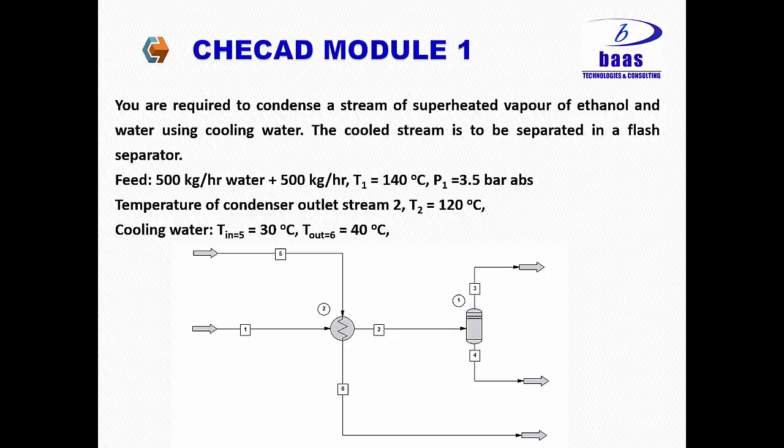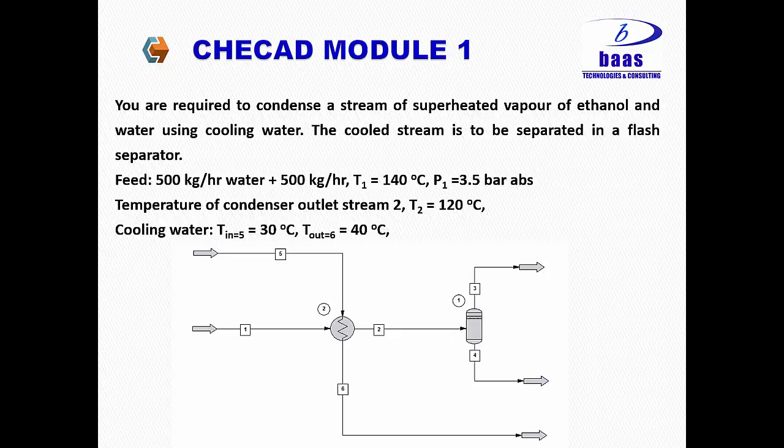Let us first introduce a problem that we are going to be building a simulation model for. Consider a vapor stream of ethanol and water that is to be condensed using cooling water. The stream contains 500 kg per hour of water and 500 kg per hour of ethanol. This means that you have a 1000 kg per hour stream with a composition of 50% by weight of each of ethanol and water. The temperature of the stream is 140 degrees Celsius and the pressure is 3.5 bar absolute.